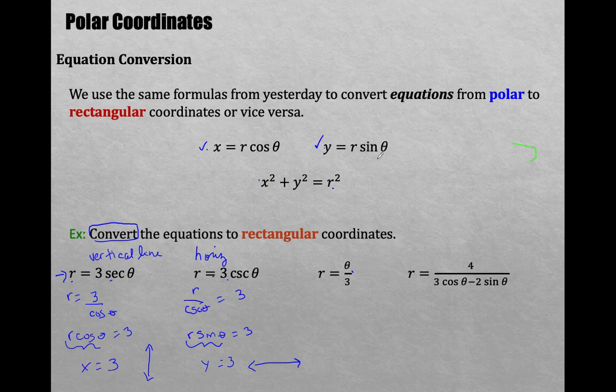I don't have any sines or cosines in the equation, so I can't do that, but I can deal with r, right? What is r? Well, r is the square root of x squared plus y squared, isn't it? So this is the square root of x squared plus y squared. What do I do with theta? Oh, I left off a formula up here, didn't I?